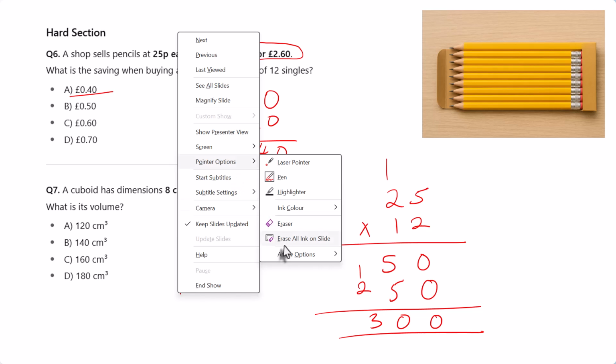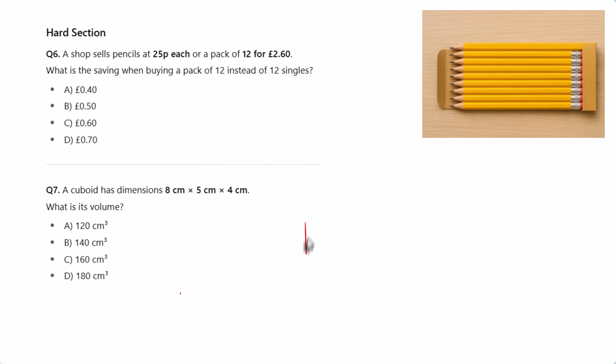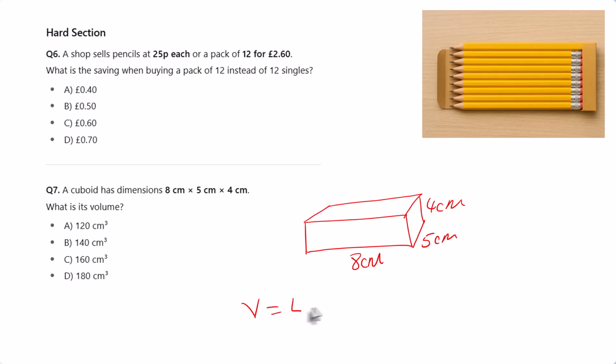Now let's look at question 7. Question 7, they say a cuboid. So the first thing you need to do with a question like this is, you need to draw a cuboid. Now the length of the cuboid, they say, is 8, and the width is 5, and the height is 4. Now when you're getting the volume, it's going to be the length times the width times the height. Okay? The length is 8, times the width, which is 5, times the height. That's the formula. Length times width times height.